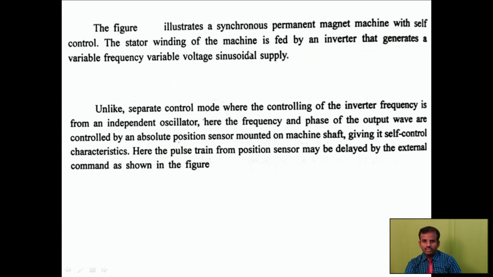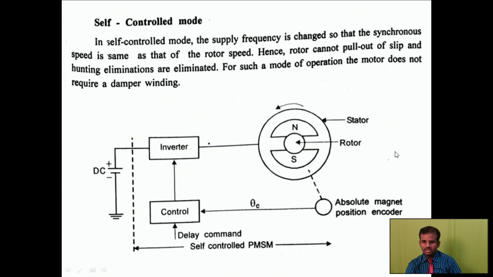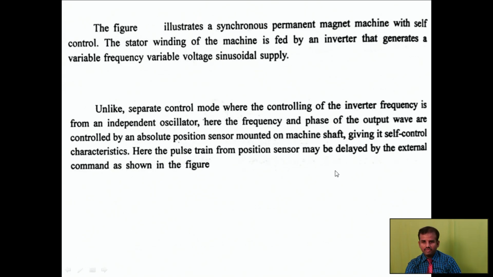The stator winding of the machine is fed by an inverter that generates a variable frequency, variable voltage sinusoidal supply. In the previous method, the separate control mode, the inverter frequency is controlled from an independent oscillator. But here the frequency and the phase of the output wave are controlled by an absolute position sensor. Because it is a closed loop mode, we have to use a sensor here, an absolute position sensor which is mounted on the machine shaft. So it gives the self control characteristics.